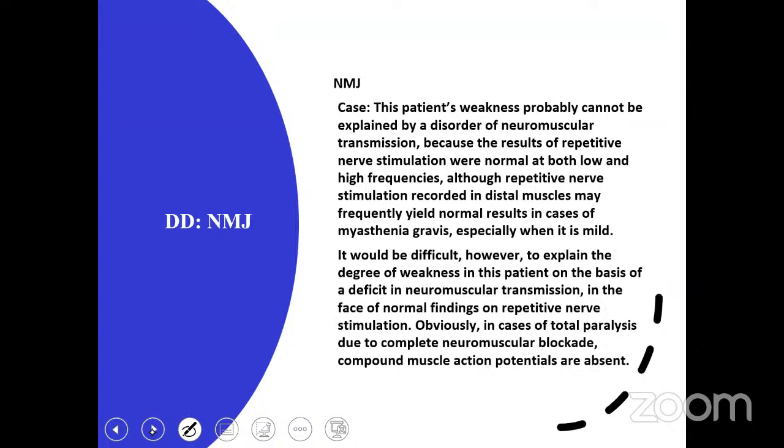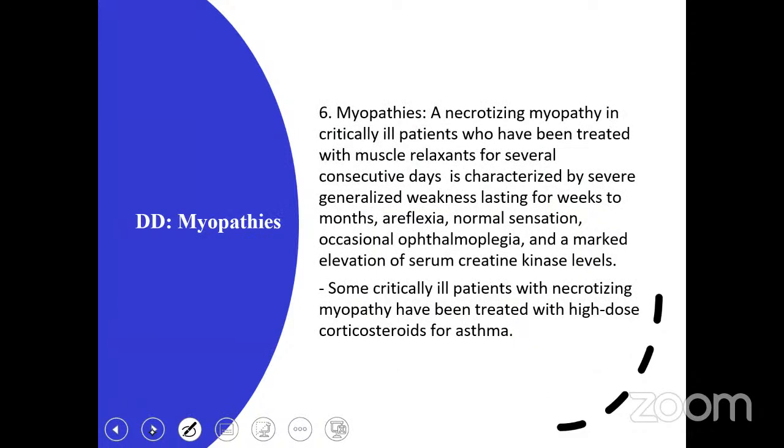Although RNST recorded in distal muscles may frequently yield normal results in myasthenia gravis, especially when it is mild, it is very difficult to explain the degree of weakness in this patient on the basis of a deficit in neuromuscular transmission in the face of normal findings on RNST. Obviously, in cases of total paralysis due to complete NMJ blockade, CMAPs are absent. Now that brings us to myopathies.